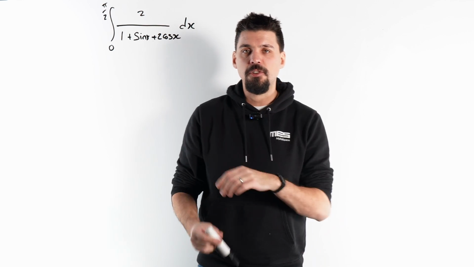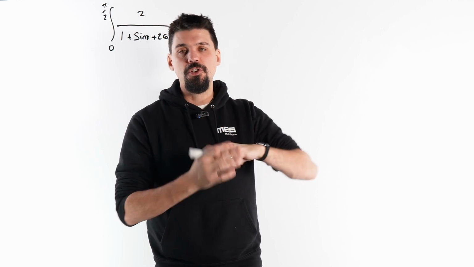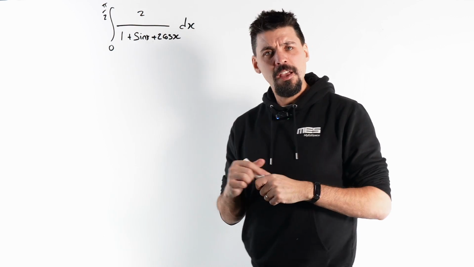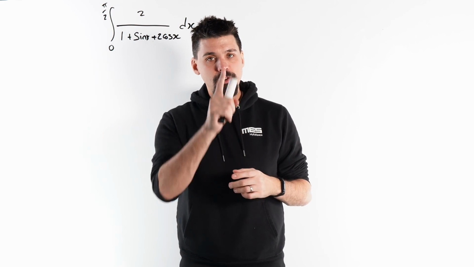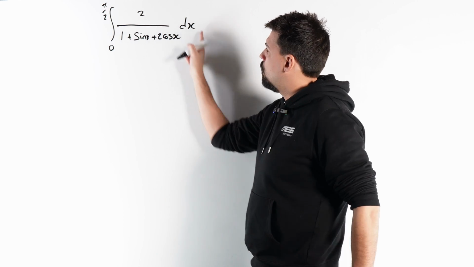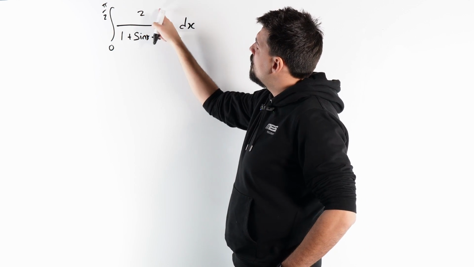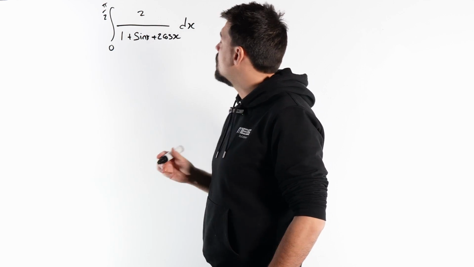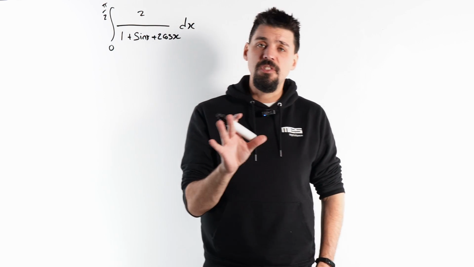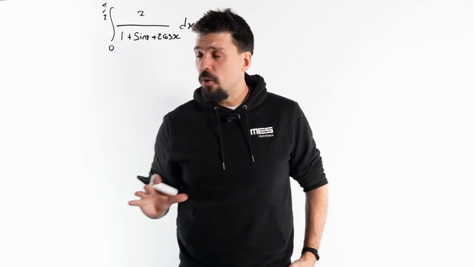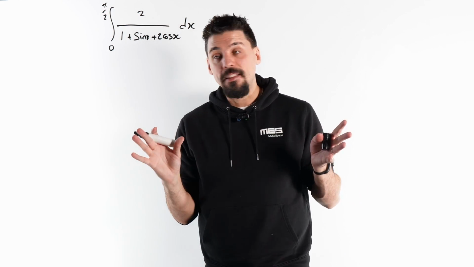Today we're doing a fun integral and we're going to use the t substitution, also known as the Weierstrass substitution. So let's remind ourselves of what, why and how. We have 2 over 1 plus sine x plus 2 cos x. Now there are ways around this using harmonic forms, but we're not going to do that. It's not actually that nice.